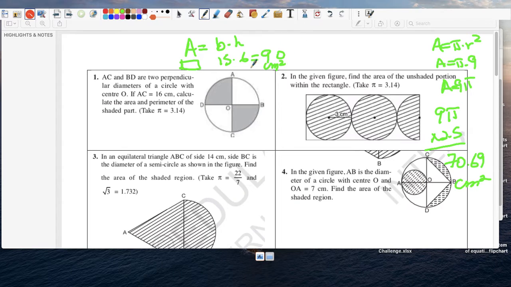So the area of the rectangle is 90. The area of the 2.5 circles is 70.69. So all we've got to do is subtract.